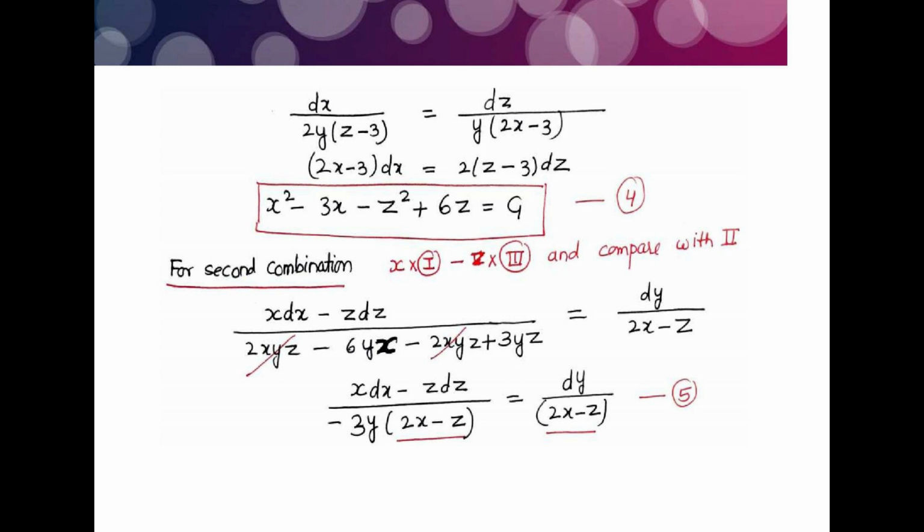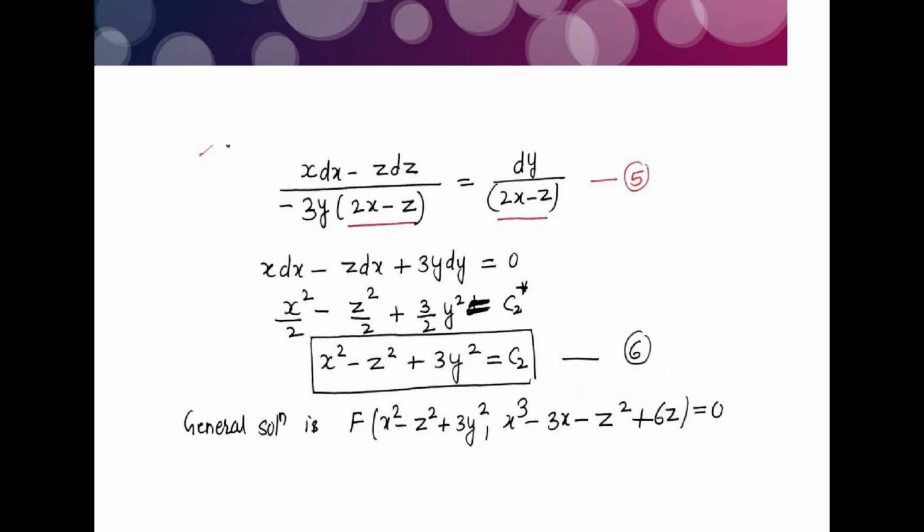Now we can easily compare this with the second ratio, dy upon 2x minus z, which is given by equation number 5. Now cancel this 2x minus z and simplify. I am rewriting equation number 5. Cancel the common term on both sides. Simplify this, and finally we have the second integral curve given by equation number 6.